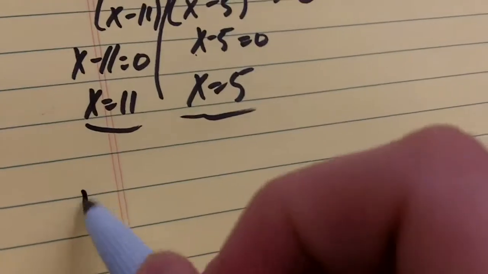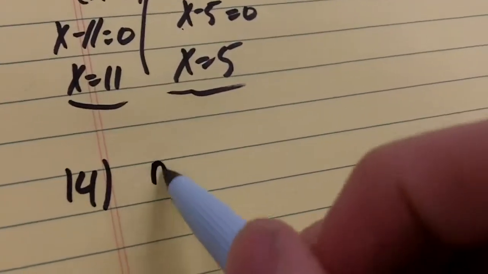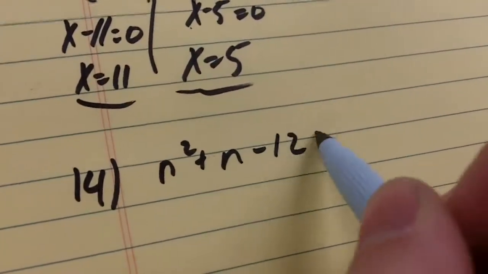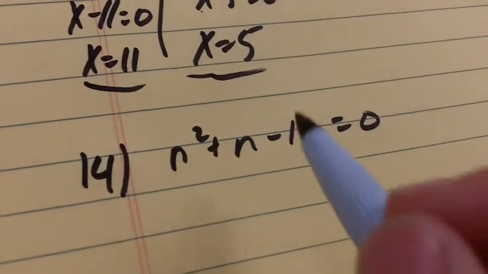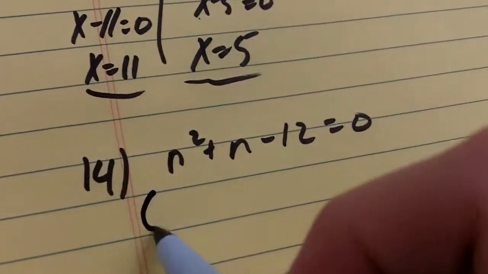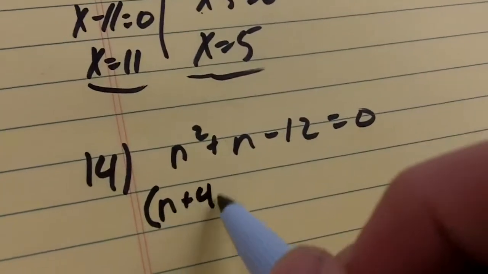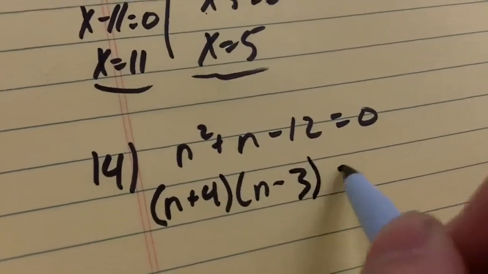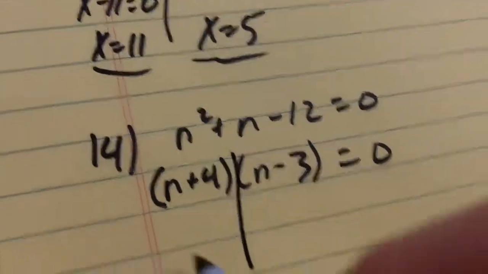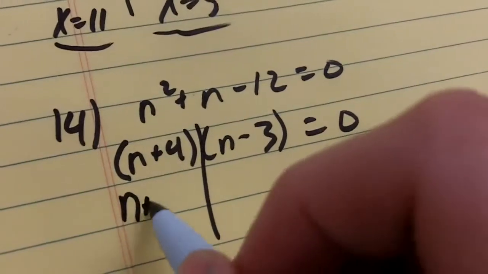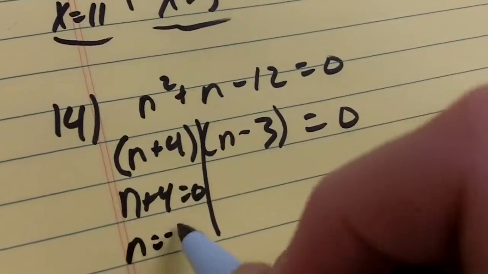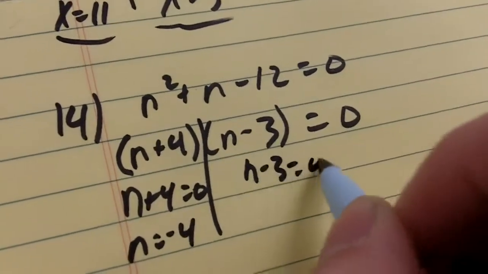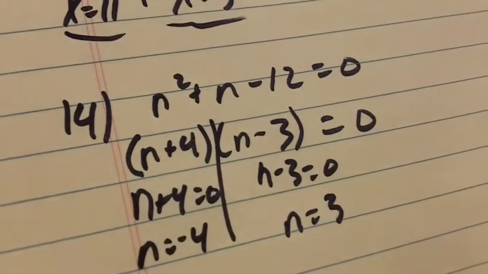Skip to 14. n squared plus n minus 12 equals 0. Try and factor, find two numbers that multiply to -12 that add to +1, that's (n + 4)(n - 3) = 0. Zero product property, n plus 4 equals 0, which means n equals -4, or n minus 3 equals 0, which means n equals 3.